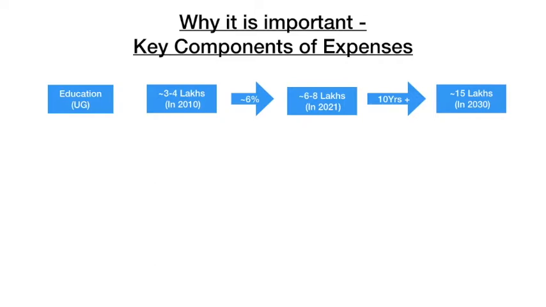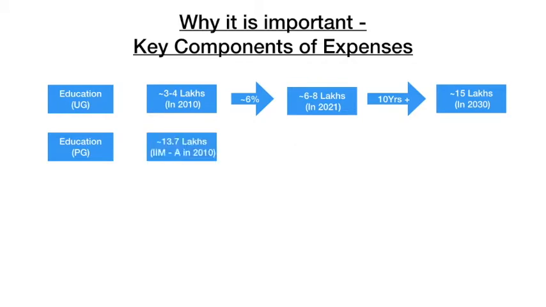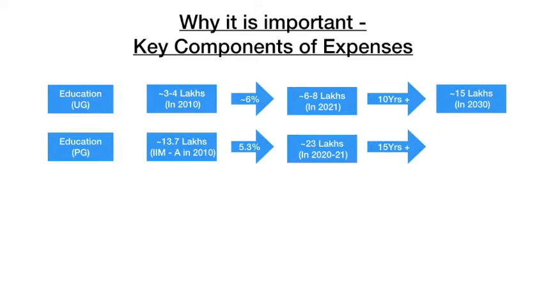हम लोग अगर पोस्ट ग्रेजुएशन एजुकेशन की बात करें, and I am going to take the example of IIM Ahmedabad, one of the premier institutes in India. In 2010, IIM Ahmedabad की फीस approximately 13.7 lakhs थी. Today, average 2 year course fee in IIM Ahmedabad is approximately 23 lakhs, which is 5.3% increment year on year. आज से करीब 15 साल बाद, after 15 years in 2035, any premier institute's fees for post graduation such as IIM Ahmedabad will be approximately 50 lakhs.